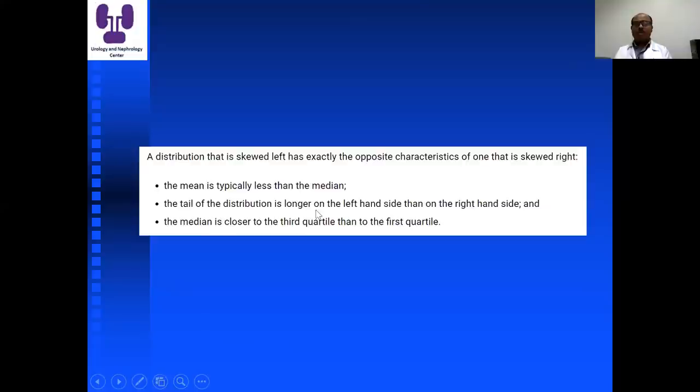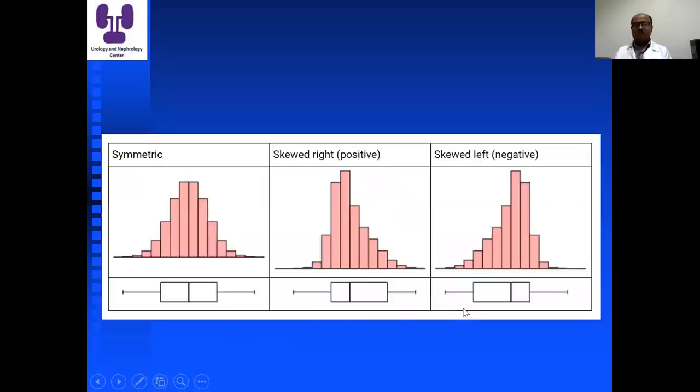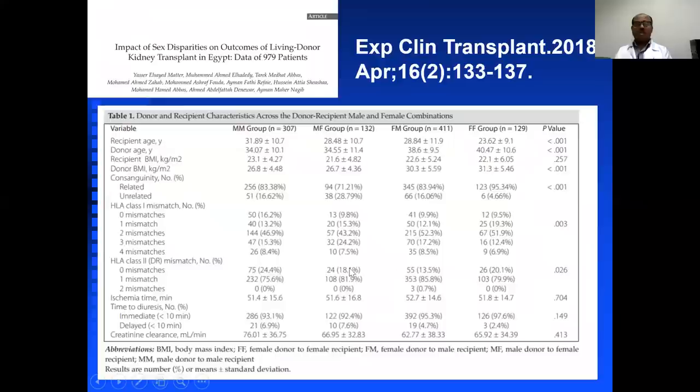The tail of the distribution is longer on the left-hand side. The median is closer to the third quartile than the first quartile. Again, this is the symmetric one, with the median in the middle. Here, the right tail is larger, so it is positively skewed, or skewed to the right. The opposite is left skewed. Again and again, you should fix this slide and pay attention.